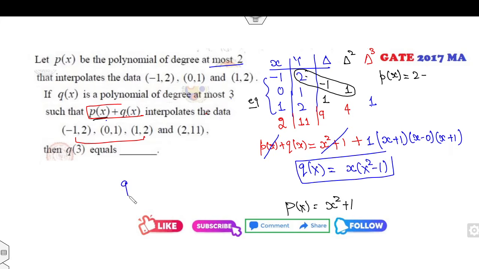Now your target is to find the value at q of 3. So it will be 3 into 9 minus 1. So that is 24, the right answer of this one. You can see the very simple approach I have told you in my videos.